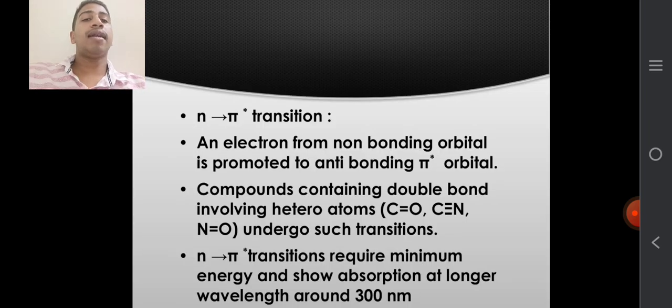n to pi star transition. An electron from a non-bonding orbital is promoted to an antibonding pi star orbital. Compounds containing double bonds involving heteroatoms, C=O, C≡O, N=O, undergo such transitions. n to pi star transitions require minimum energy and show absorption at longer wavelength, around 300 nanometer.